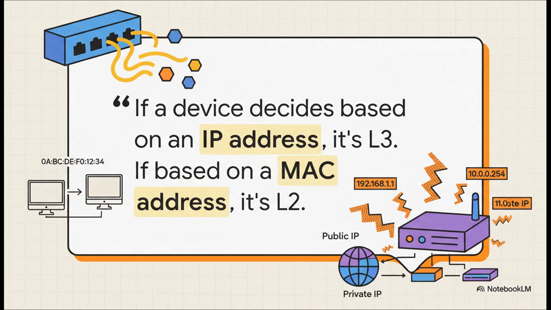So at the end of the day, here is the simplest rule of thumb to remember. To figure out what layer something is, just ask yourself, what address is it using to make a decision? If it's looking at an IP address, it is performing a layer 3 function. If it's looking at a MAC address, it's a layer 2 function. It really is that simple.